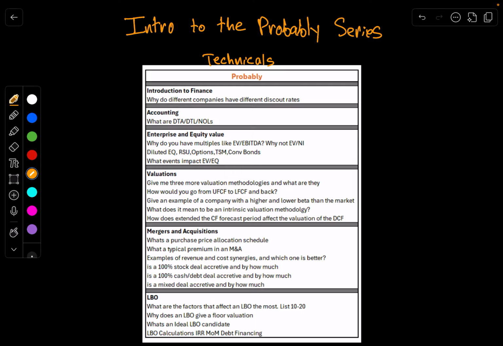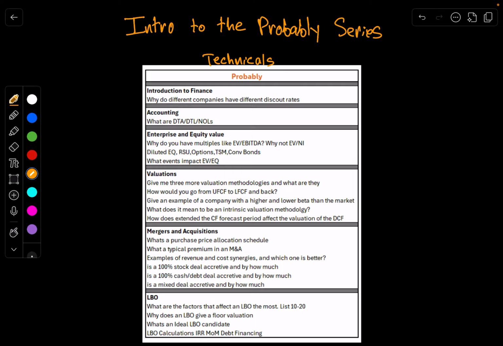So we're going to be talking about that as well, because that's actually a really, really common question that I saw. What does it mean to be an intrinsic valuation methodology that's built into our discounted cash flow? What does that really mean? More around the actual inputs not being market based, right? And then we're going to be talking about if we extend the cash flow forecast period in the DCF, how does that affect valuations, right?